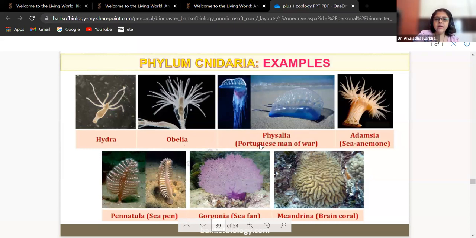Physalia is also called Portuguese man of war. Please remember these. Portuguese man of war is also given in your textbooks. So this is Physalia. See how it looks. Adamsia is sea anemone. Tenatiula is sea pen. Gorgonia is sea fan. And Meandrina is brain coral. You have to remember these names.